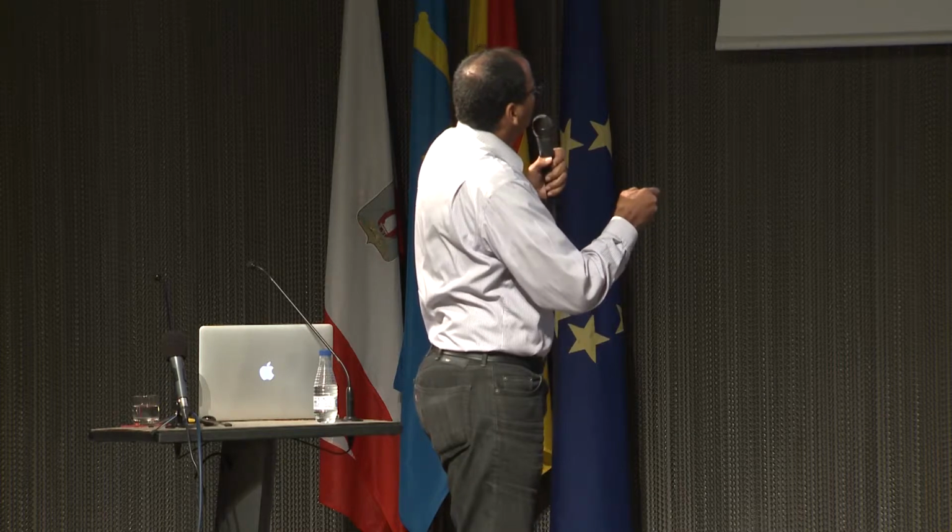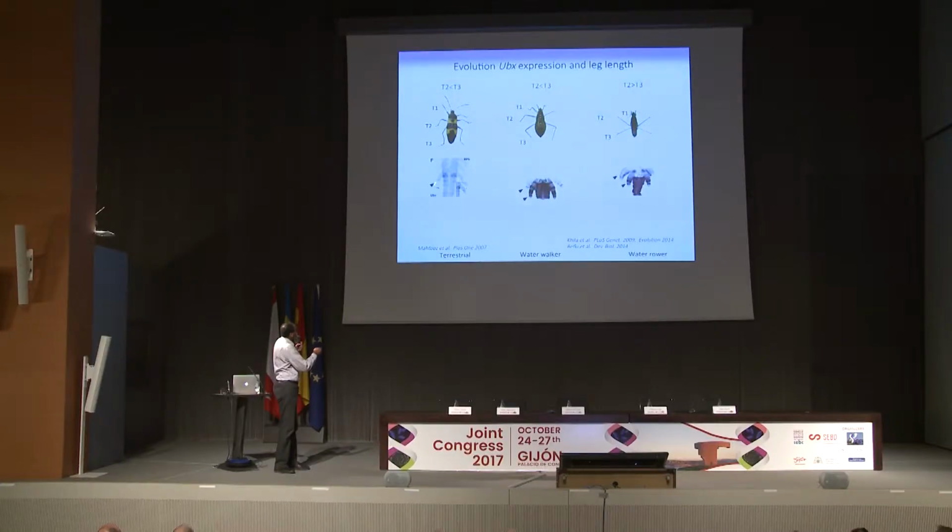This animal expresses UBX only in the third thoracic segment, whereas these two animals here will express UBX in the third thoracic segment and also in the second thoracic segment. So here we have a move or a deployment of a protein from one segment to cover another anterior segment. And this is a quite major genetic change.